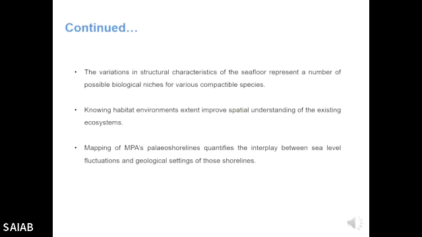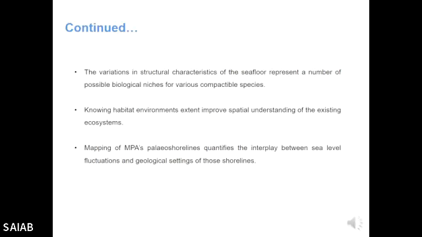Because of the variation observed in the structural characteristics of the seafloor in these preserved reef complexes, we believe this is an indication of a possible number of biological niches for different species that are compatible with different areas or environments. And knowing these habitats in detail, and knowing their environmental extents, will improve our understanding of the interaction of the existing ecosystems.